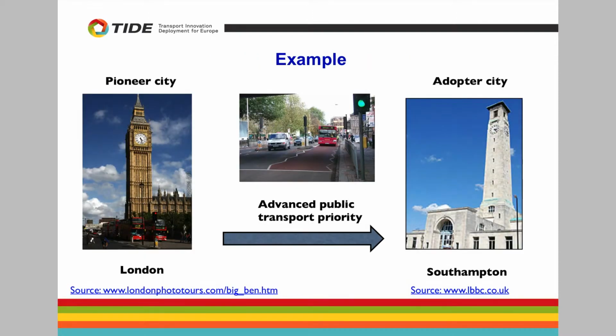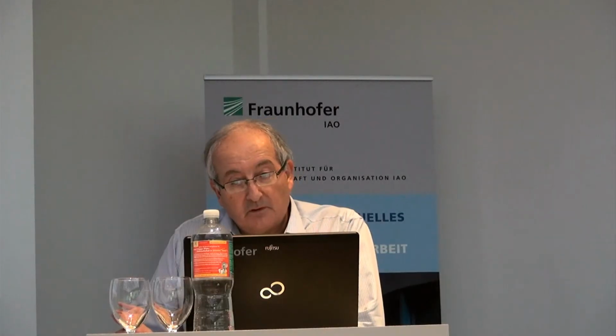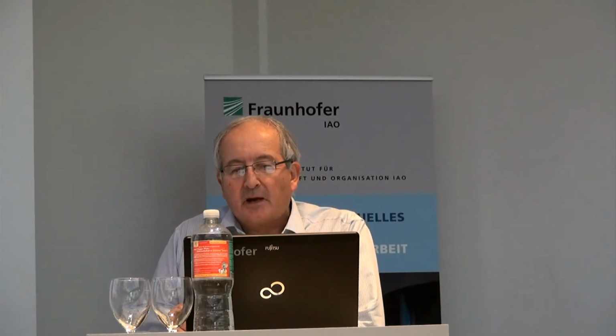So I thought I'd just run through these steps, and I've taken the liberty, being from the UK, of taking a UK example, which is an advanced public transport priority, if we were to move it from London to Southampton where I work. So it's a bit easier for me to do that one. I should have chosen a cross-European one really, but anyway, the principle is still the same. And this is just to illustrate some aspects of the methodology as we go through.